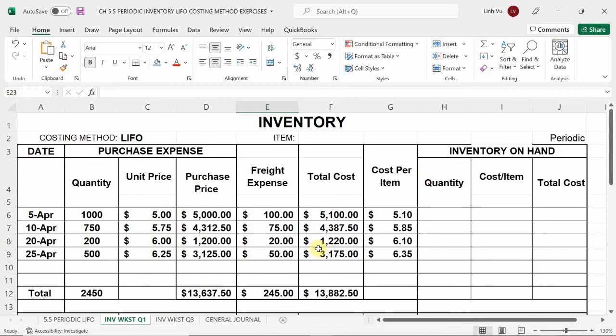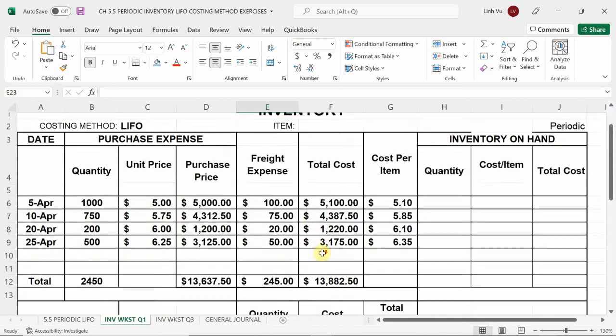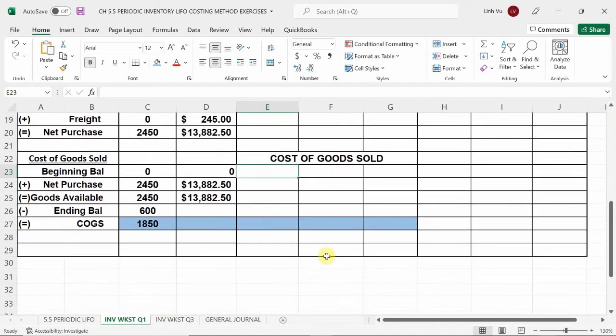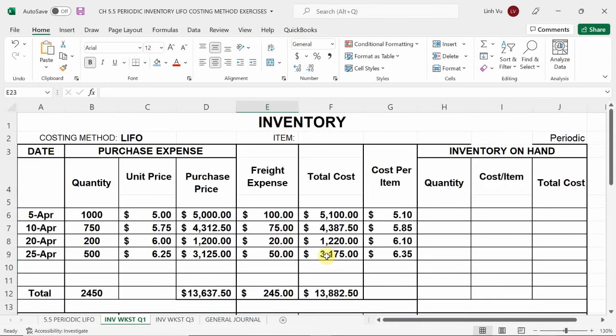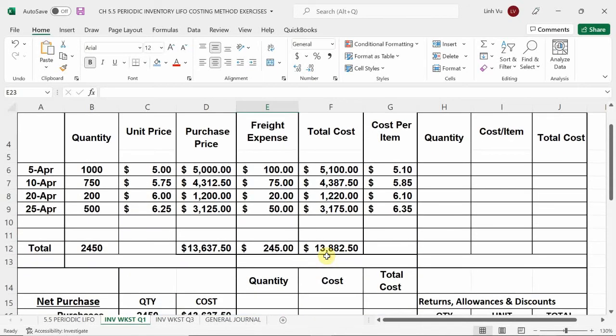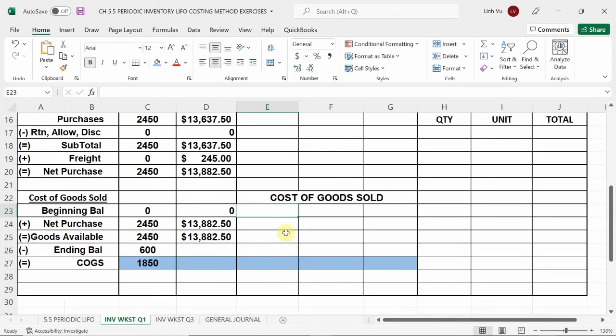We need to go through our inventory batches and determine which one are we going to sell from first. So in this case, let's take a look at our batches of inventory. Which one are we going to sell from first? From April 25th, right? In this case, that's 500 units at a total cost of 1,175. So we're going to get rid of that inventory batch first.